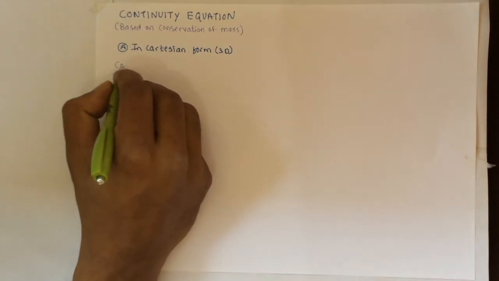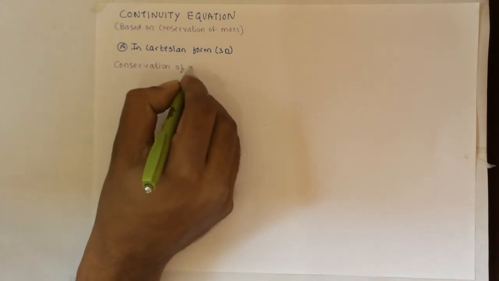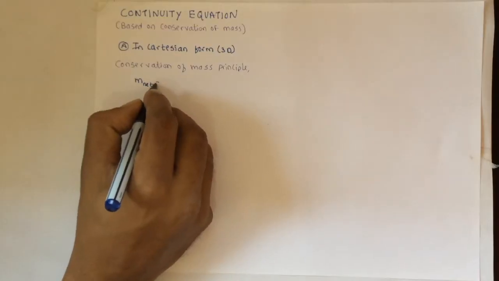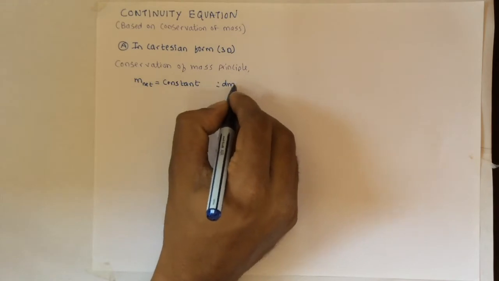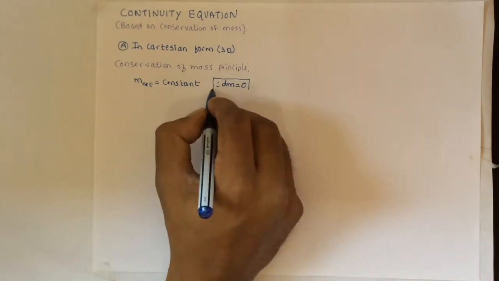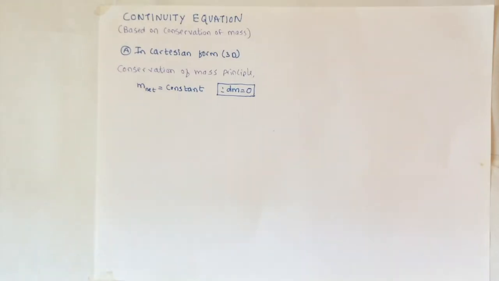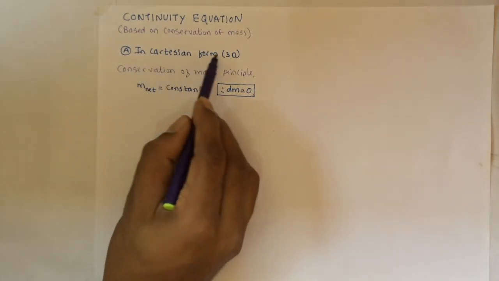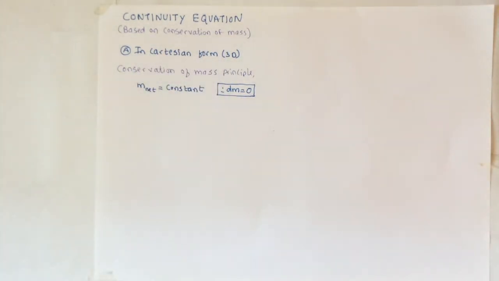Now in Cartesian form, the conservation of mass principle can be stated as: net mass flow is constant. That means the change in mass should be zero. And we are going to prove it for three-dimensional Cartesian space.